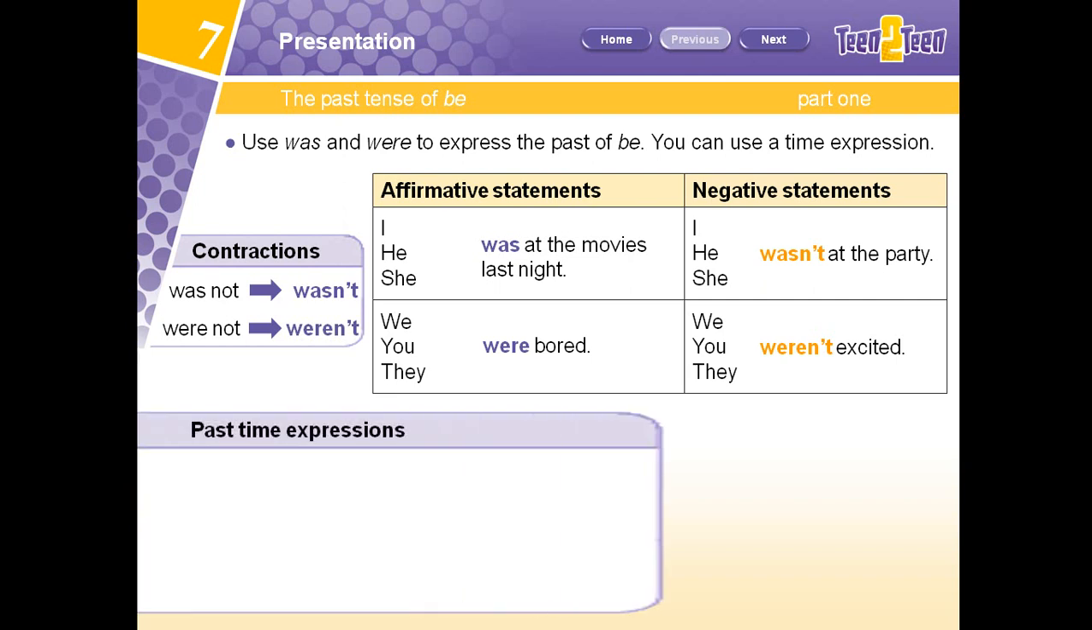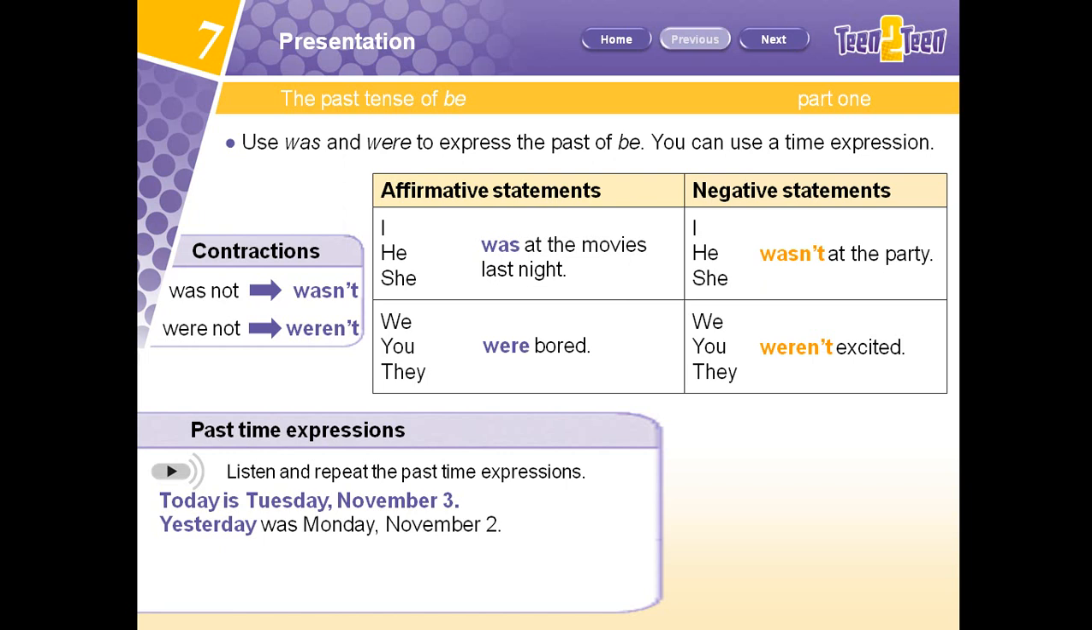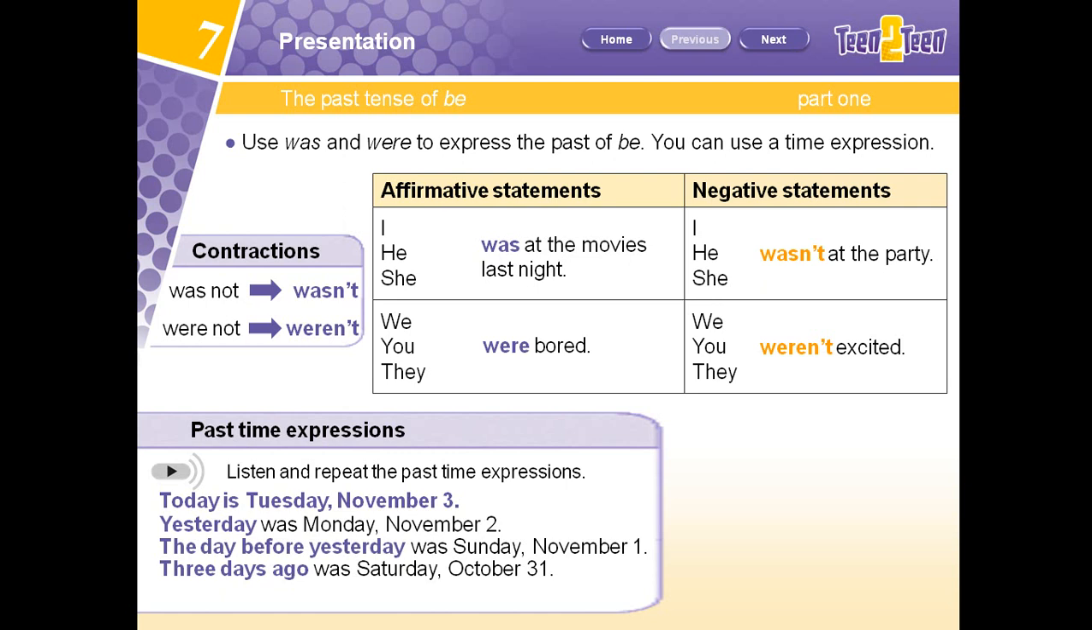Past tense expressions. Yesterday, the day before yesterday was Sunday, November 1. 3 days ago, there was Saturday, October 31. And last month was October. Now, this is yesterday, the day before yesterday, 3 days ago, and last month. Bizim past time dediğimiz geçmiş zamandaki zaman zarflarımız bunlar. Yesterday, last, ago şeklinde söyleyebiliriz. Now I want from you write these page on your notebook. Firstly write the definition and write all of this in your notebook.